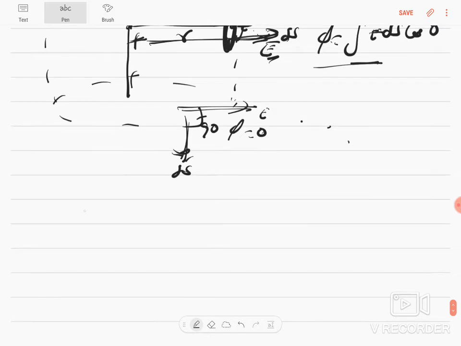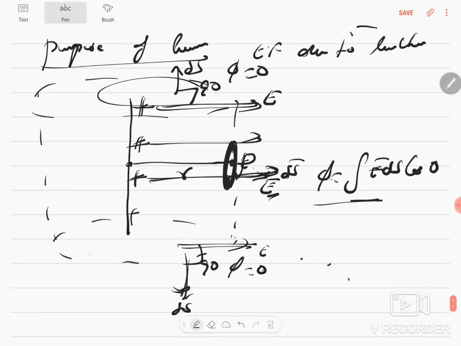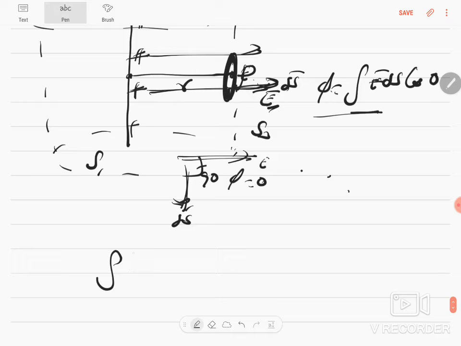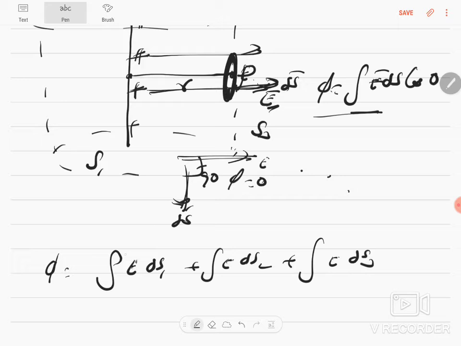So what are you going to do? Let this surface be S1, this surface S2, and this curved surface area S3. So the integration of flux through this will be integration of E dot ds1 plus integration of E dot ds2, which is the top portion, plus integration of E dot ds3. This is 0. Why? Because the electric field and the ds vector are perpendicular to each other in these two cases.